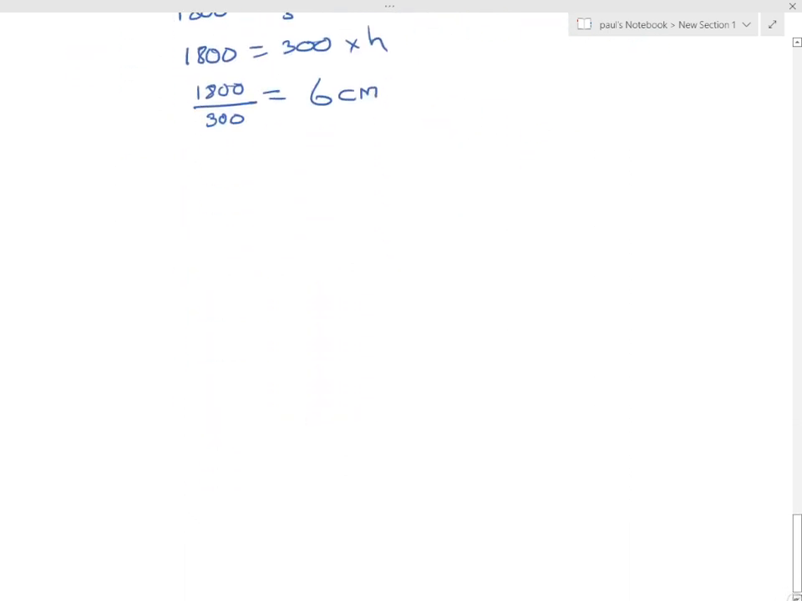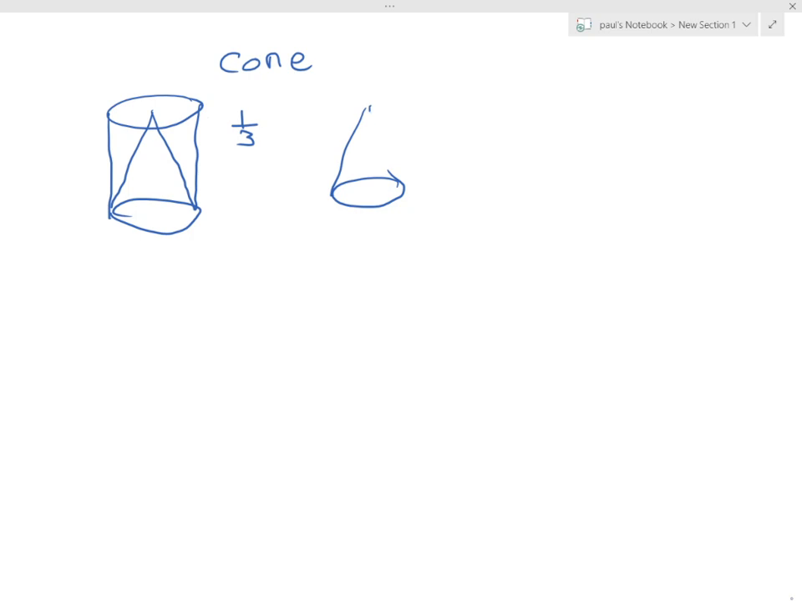Right, so the next bit we did was a cone. Again, if you take a cylinder and you put a cone inside it, then the cone is 1/3 the volume of the cylinder. So the volume of a cone is equal to 1/3 times pi r squared, that's finding the area of the end, times the height.